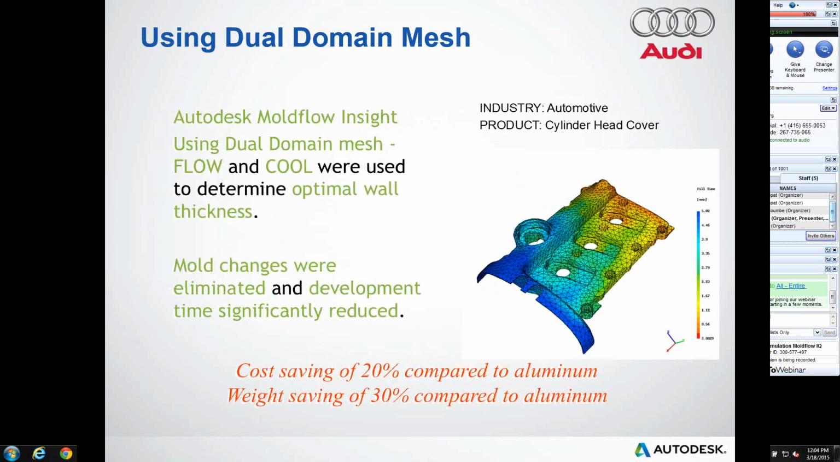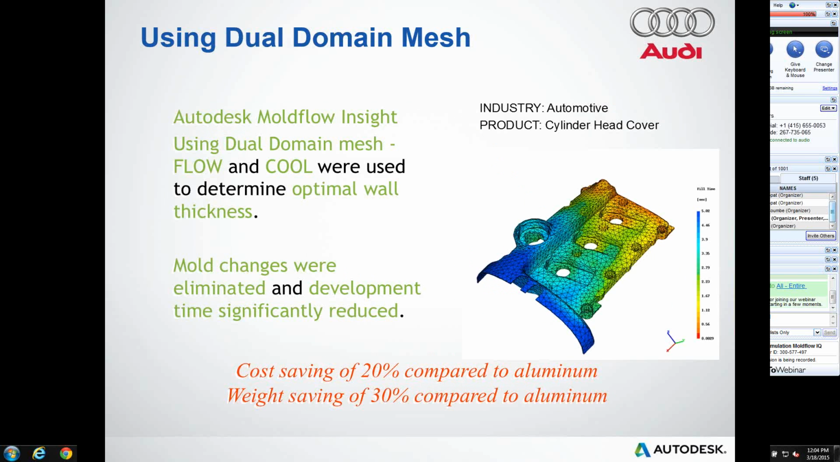Here's another great example. Audi took one of their cylinder head covers. It's, again, a well-defined wall thickness, something that's easily representable. They took it into the Moldflow software. They used a dual domain mesh type. They took it through flow and cool, optimized the wall thickness, reduced the amount of mold changes, and actually developed a better part using a dual domain.